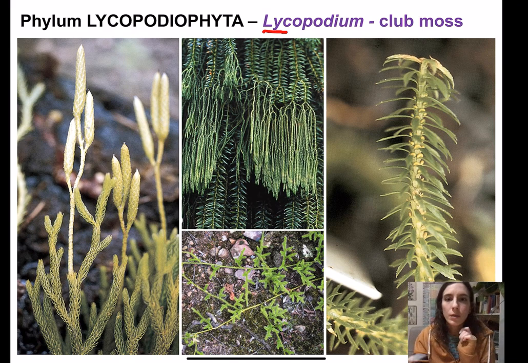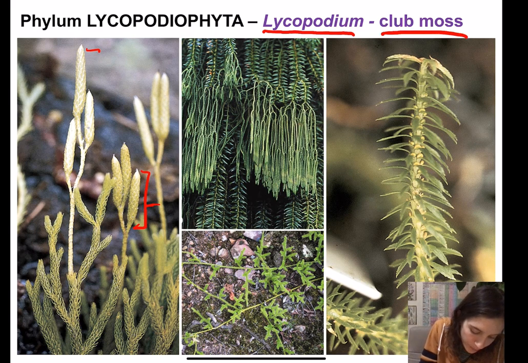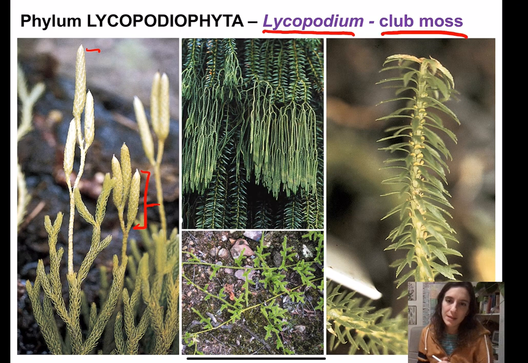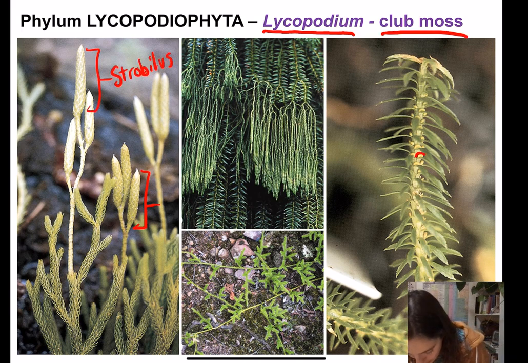But they all have this elongate upright structure that's going to be producing spores. So instead of a sorus, like we saw in the ferns, it's really more like a cone-like structure. And it's called a strobilus. Strobilus really just means cone-like structure. And we see it here. We'll see it in other ones. I'll show you.